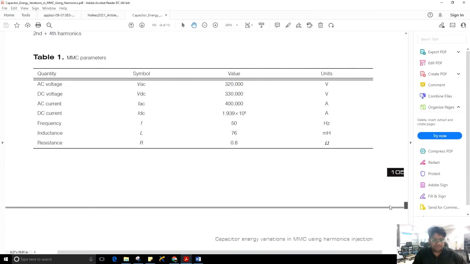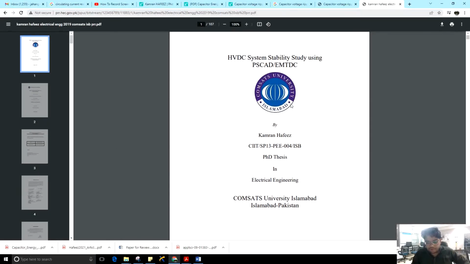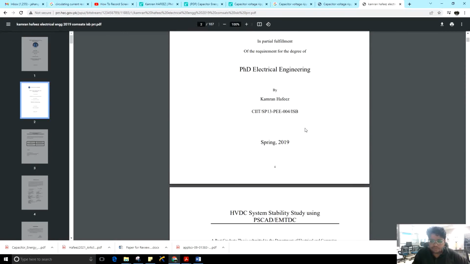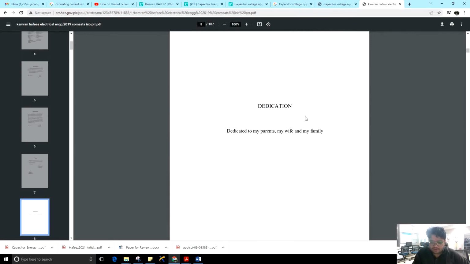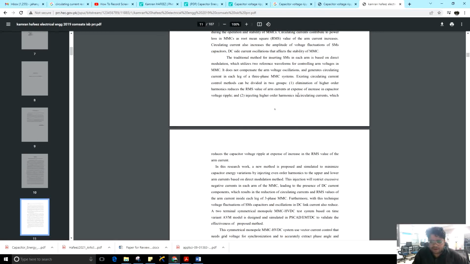In this paper, and these research papers are the output of his PhD research work, which was conducted by the same author. His PhD title is HVDC System Stability Study using PSCAD EMTDC. So his major focus in the PhD is to control the circulating current, reduce the circulating current, and the capacitor voltage ripple problem. Thank you very much.